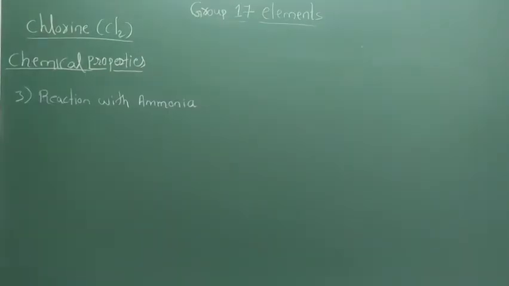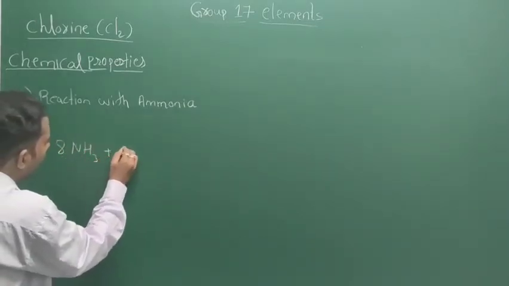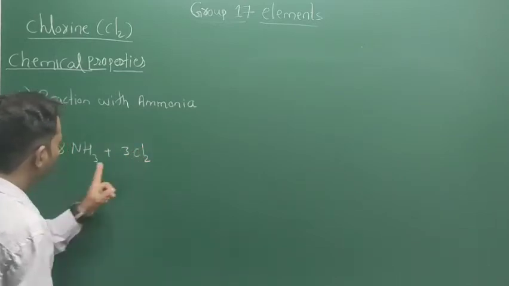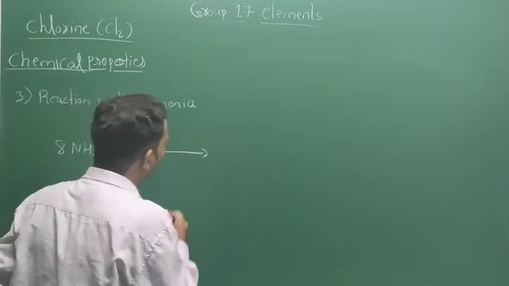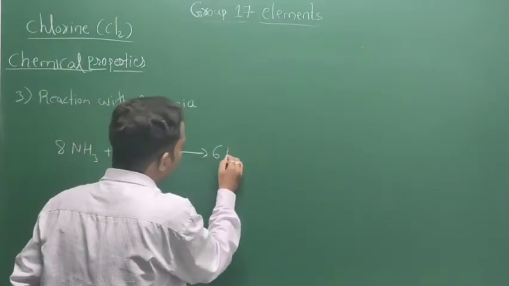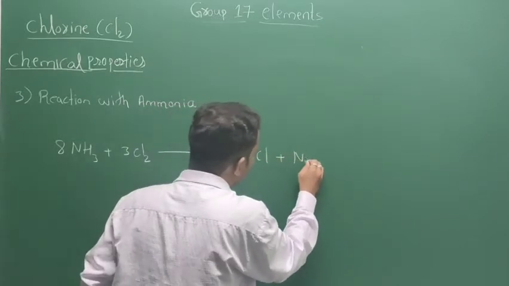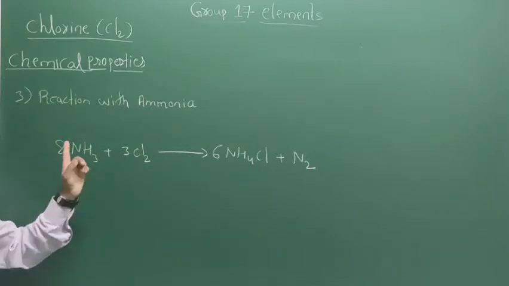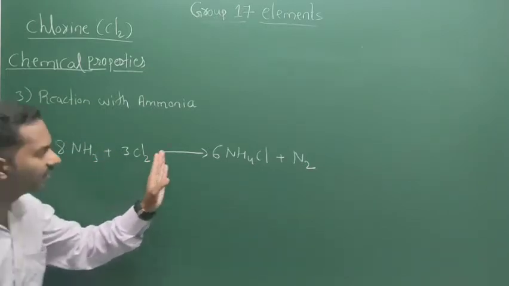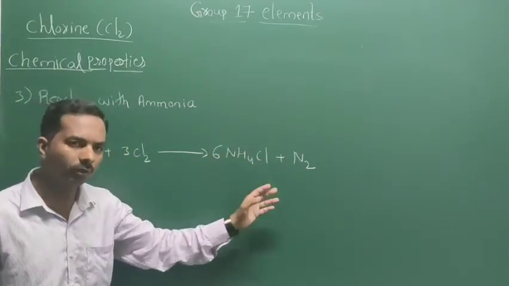Chemical properties: reaction with ammonia. Here, excess ammonia reacts with chlorine to form 6 mole of ammonium chloride along with nitrogen. So excess ammonia reacts with chlorine to liberate nitrogen along with 6 mole of ammonium chloride.